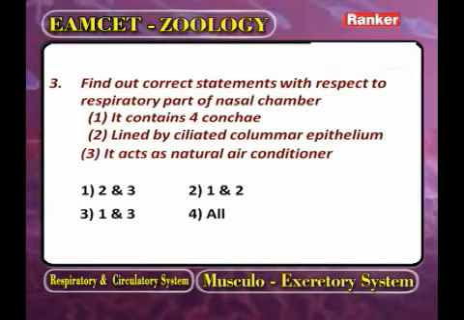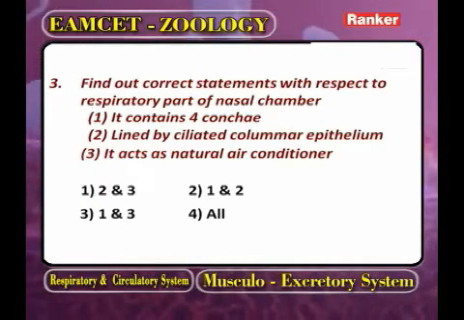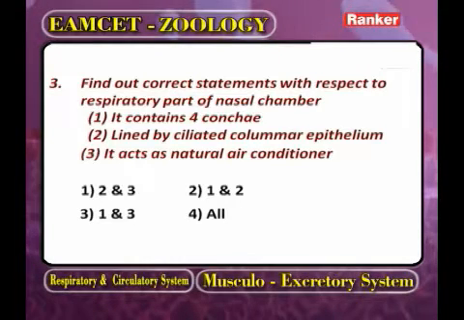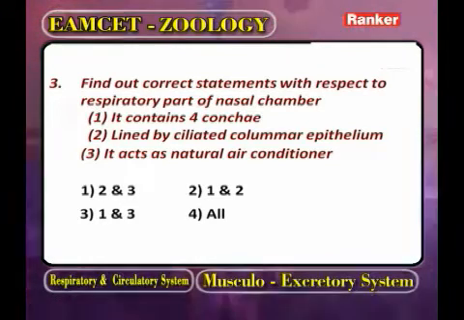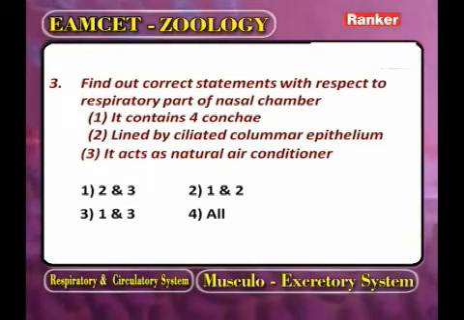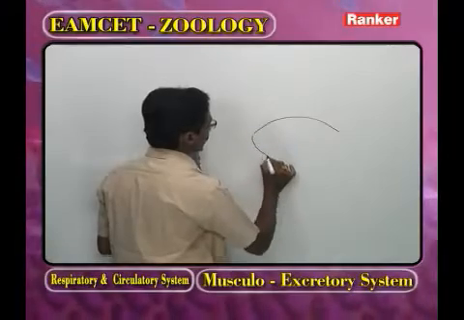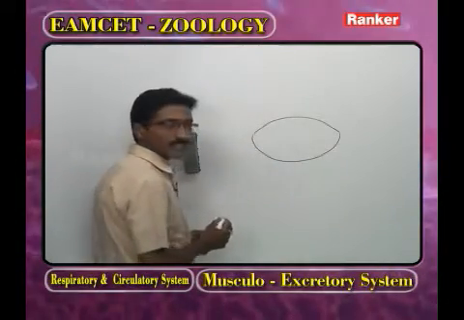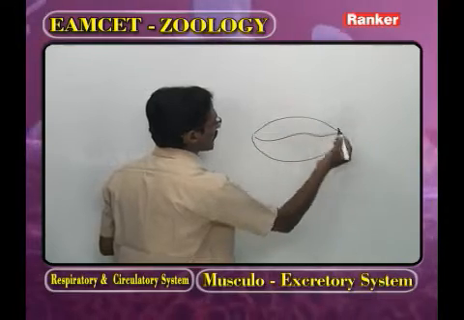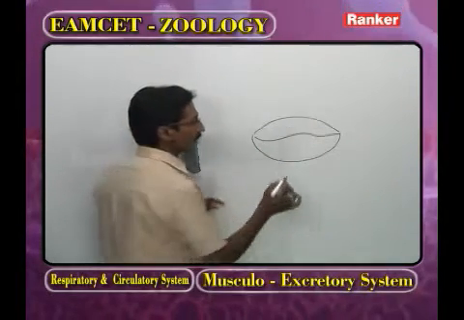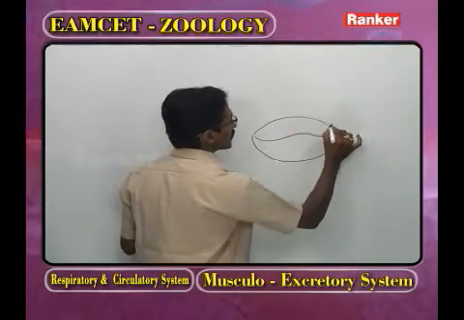Find out the correct statements with respect to respiratory part of nasal chamber. Now, as we observe the rabbit nasal chambers, this is one nasal chamber and this is another nasal chamber. These two are separated by a nasal septum.